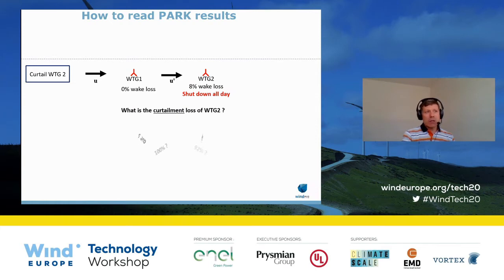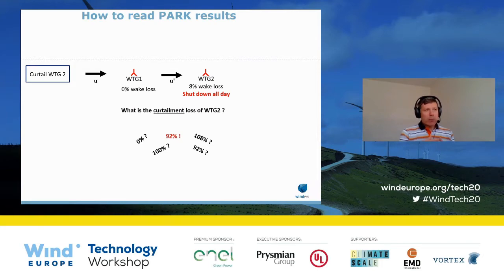So at this point, the question is, what is eventually the curtailment loss resulting in number two? Because of course it essentially depends on the way you prioritize these things. Since we shut down the whole day, it could be 100%, but there are also wake losses. So what is the right answer? What should I expect from windPRO out of this? And the correct answer for windPRO is 92%.